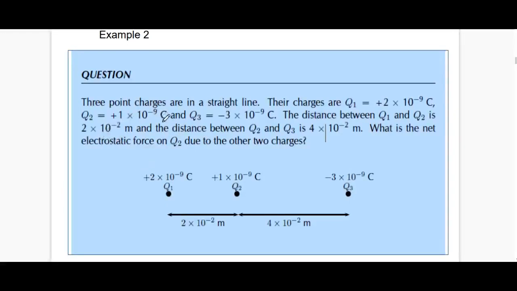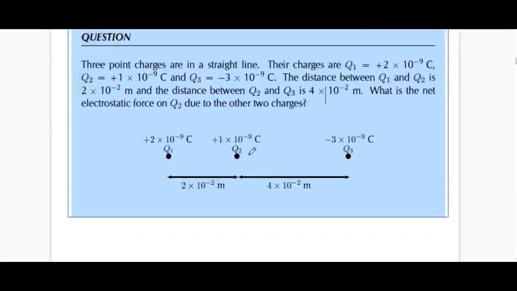Three point charges are in a straight line. Their charges are q1, q2, q3. The distance between q1 and q2 is given, and the distance between q2 and q3 is given. What is the net electrostatic force on q2 due to the other two charges? So we are calculating the net electrostatic force on q2 due to the other charges.